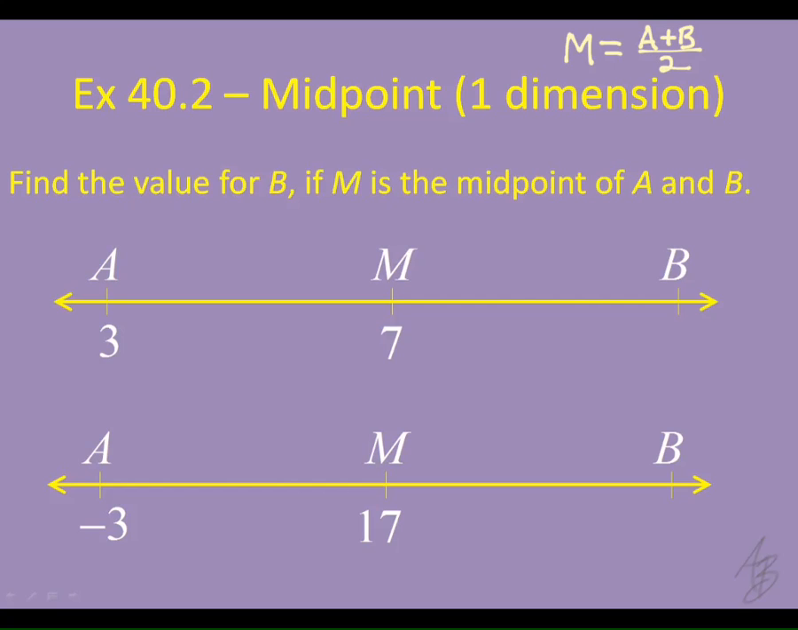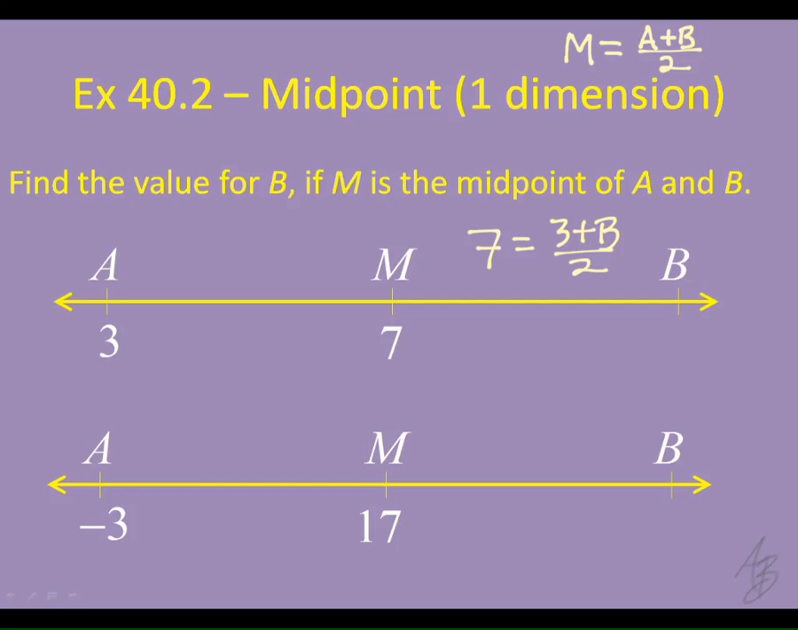Who can plug in what we know into that formula? Allison? 7 equals 3 plus b divided by 2. Okay, good. So 7 is the midpoint. We're putting that in for m here. Equals 3, that's the value of the coordinate at A, plus b, we don't know that one, that's the one we're trying to find, divided by 2.